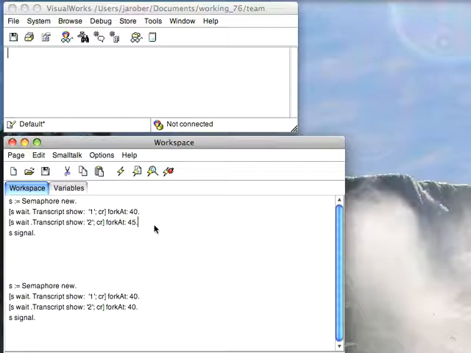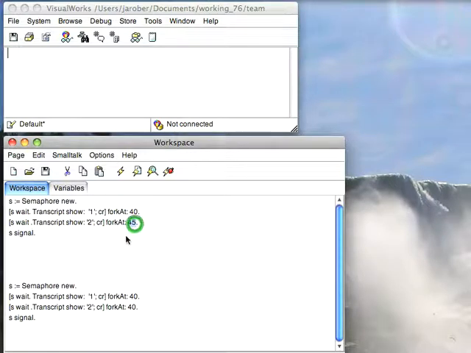This morning I wanted to take a look at processes and what the priorities mean, and in what order processes will run based on how you set things up. So here what I've got is a little block. I'm throwing a semaphore in here and telling the process to wait, and then when it's signaled, dump something to the transcript. I'm going to fork two processes, one at priority 40, one at priority 45, and then I'm going to signal the process. Now this isn't going to be terribly surprising.